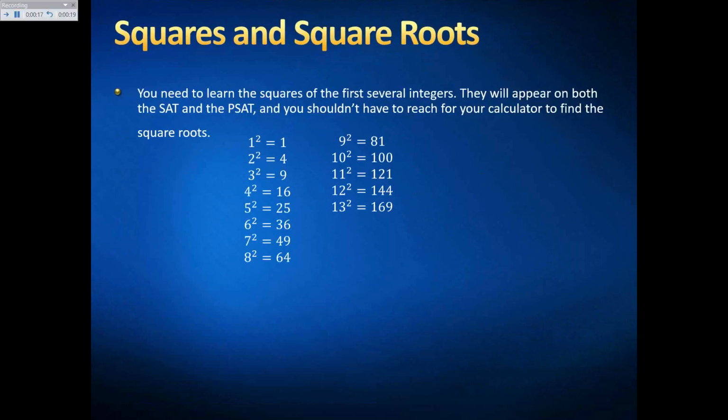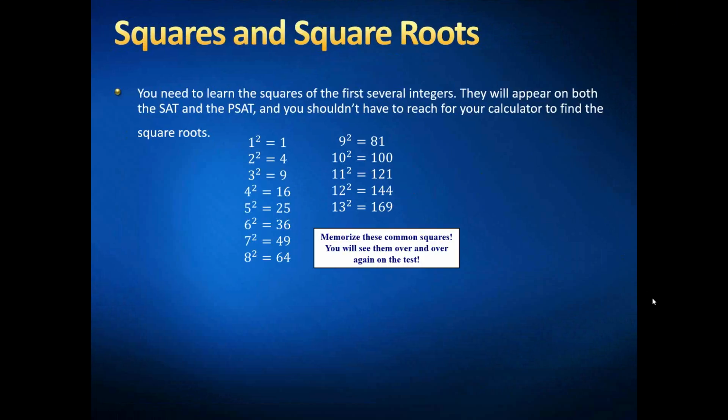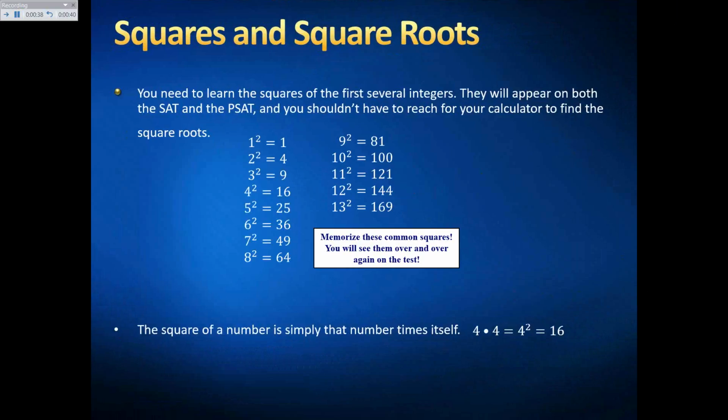Because, as I said, this is a time test and you do not want to rely on your calculator for it. You want to get these common squares memorized because you will definitely see them over and over again on the test. Remember that the square of a number is simply that number times itself. So if we have 4 times 4, we would write that 4 squared, and of course it's 16.